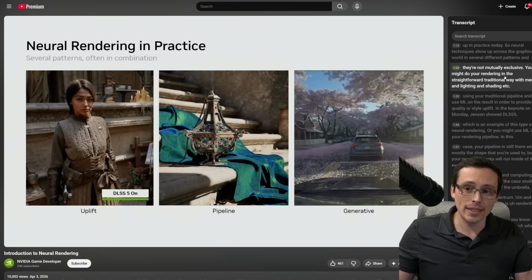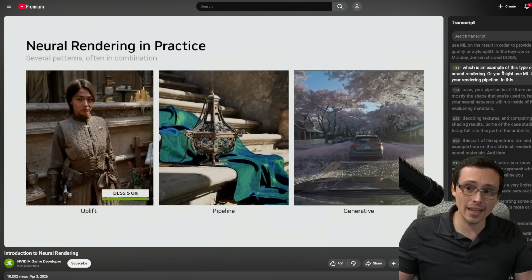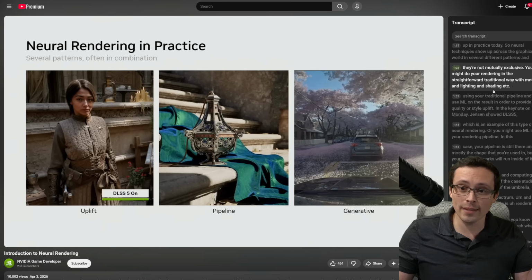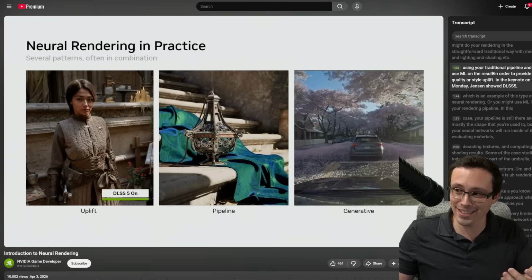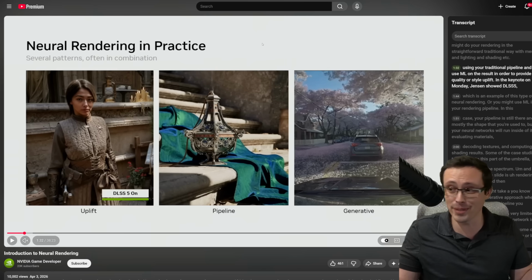You might do your rendering in the traditional, straightforward way with meshes and lighting and shading, etc., using your traditional pipeline, and then use machine learning on the result in order to provide a quality or style uplift. In the keynote on Monday, Jensen showed DLSS 5, which is an example of this type of neural rendering. So that's pretty much all we got about DLSS 5 in a 38-minute talk from NVIDIA about neural rendering.